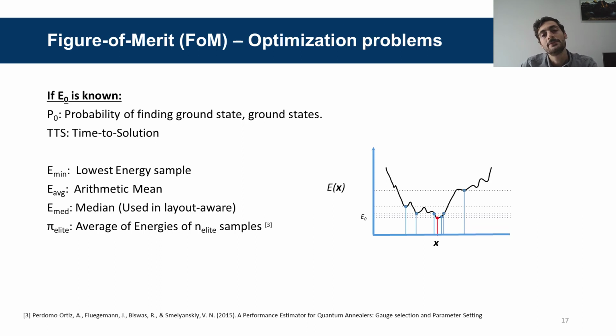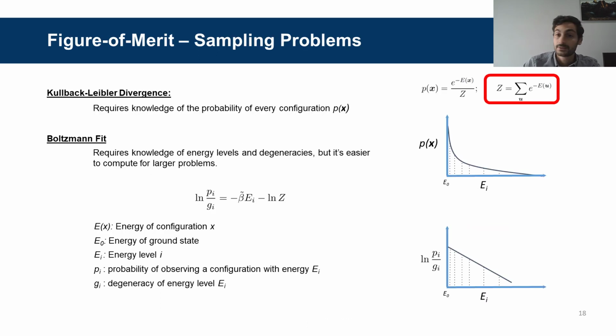Well, but what do you do with sampling problems? So something where you could do is, if you know the full probability function of your distribution, then you could calculate a divergence, where you just compare the probability of every configuration. Well, that requires knowledge of the probability of every configuration, and like I said, then you need to calculate this term, the partition function, where it just becomes very expensive. You could do this for small problems, that's okay.